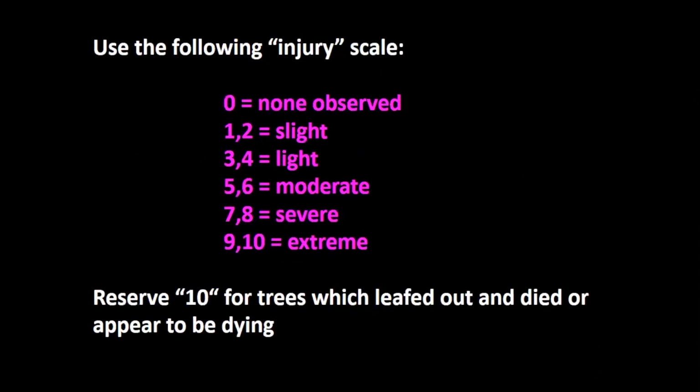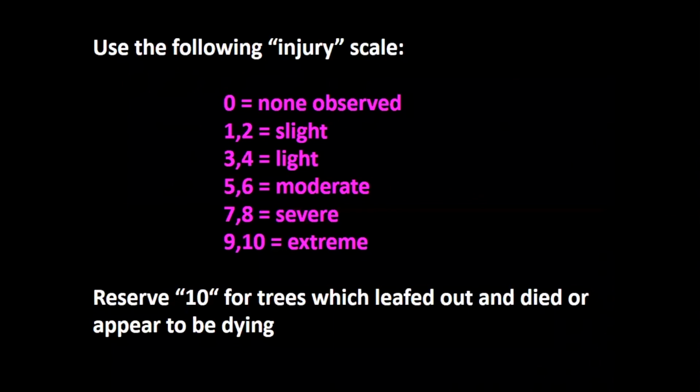Just to put some words to some of these numbers, use the following injury scale. 0 is no injury observed. What that means is you are not seeing any indicative symptoms. It doesn't mean that all the foliage you're looking at may look uninjured. You may have insect damage, you may have disease damage, you may have a lot of the additional symptoms. But if you're not seeing indicative symptoms, we're rating the injury as 0, none observed.